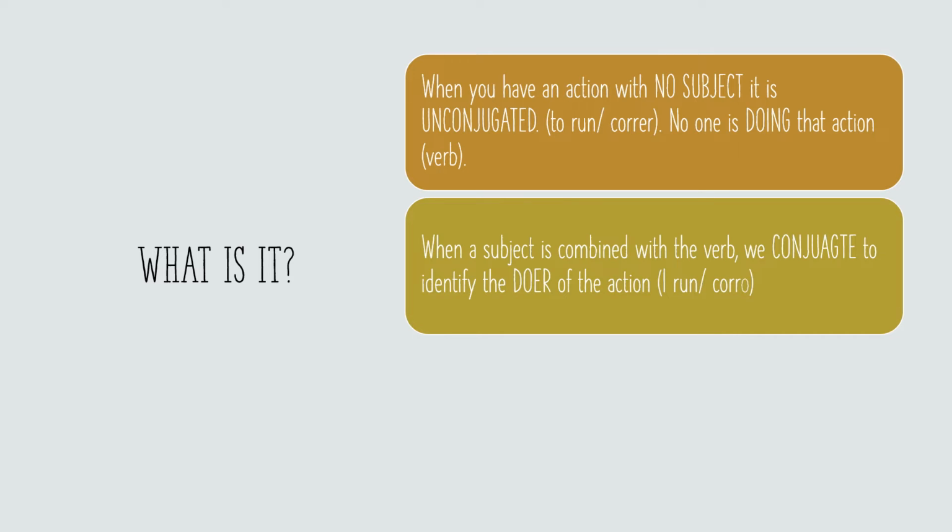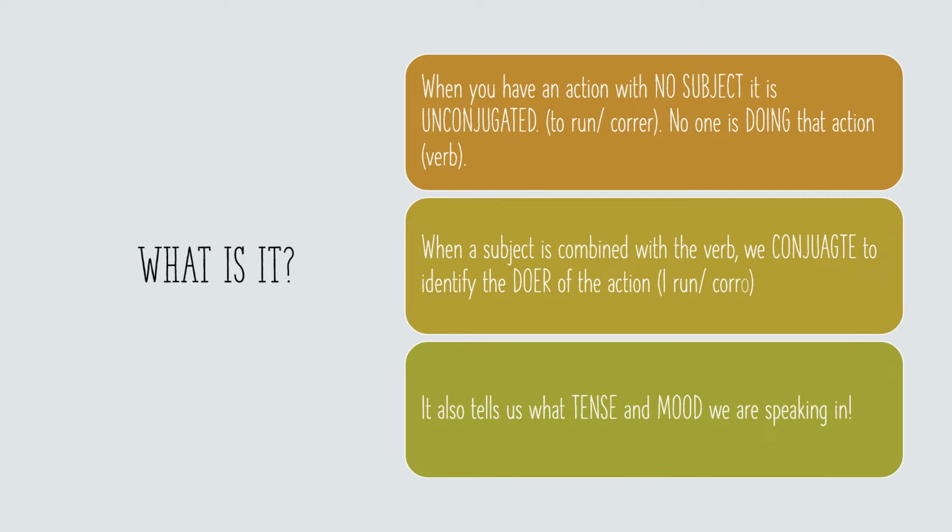But when a subject is combined with that verb, we conjugate to identify the doer of the action, the subject, the person doing that action. I've changed my sentence here, from "to run" to "I run." Now it's a full sentence, first of all, because we have a subject and a verb, but I've also told you who is doing the action. I run. I take correr and I turn it into corro. Again, it's one word, but it's a full sentence. There is a subject there and there is an action and somebody is doing that action.